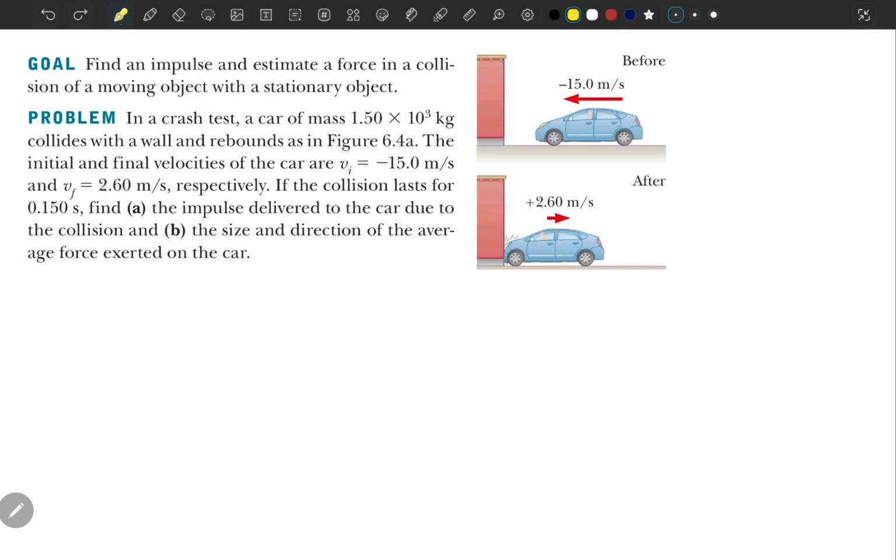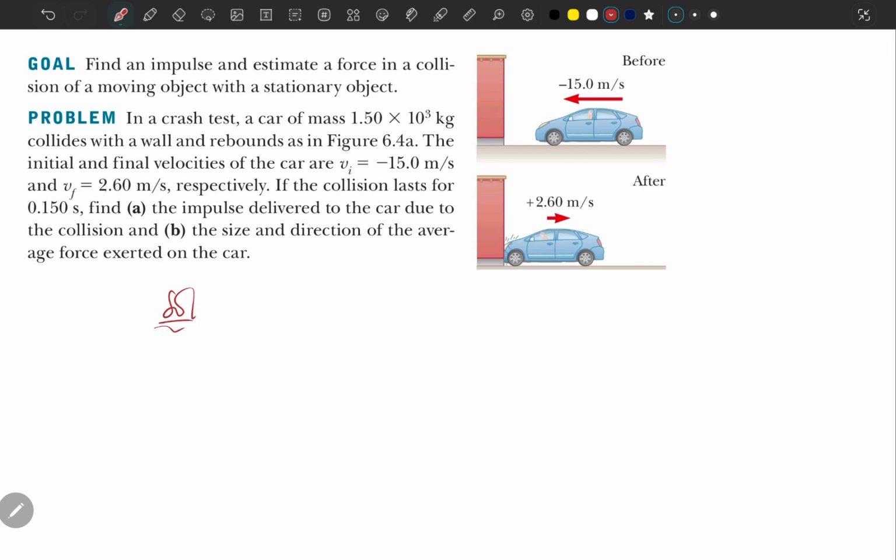In a crash test, a car of mass 1.5 times 10 to the power 3 kilograms collides with a wall and rebounds as in this figure here. The initial velocity is negative 15 and the final velocity is 2.6 respectively. If the collision lasts for 0.15 seconds, how do we find the impulse delivered to the car due to the collision and the size as well as the direction of the average force exerted on the car? Let's go.